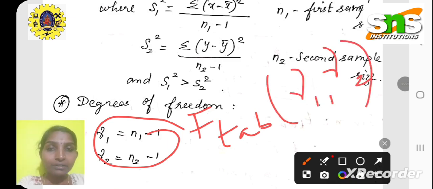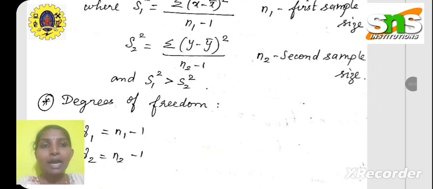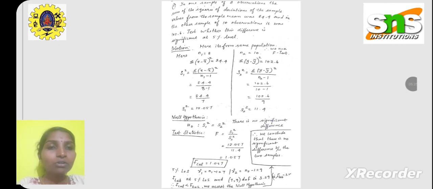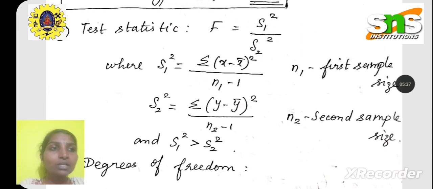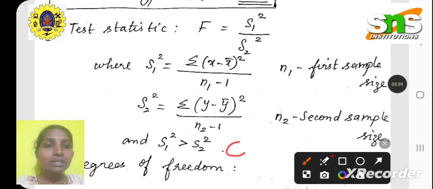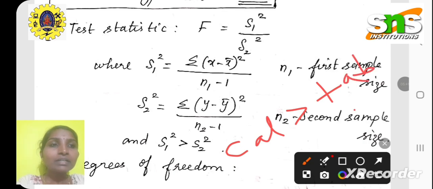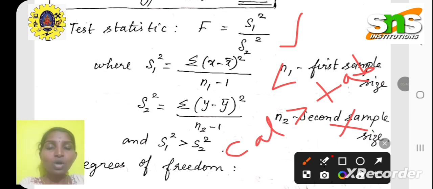After finding this, we compare F calculated and F tabulated. If the calculated value is greater than the tabulated value, we reject the null hypothesis, and if it is less than the tabulated value, we accept the null hypothesis. So this is what we do in the F-test as a procedure. We will see a problem related to this procedure in the next video.